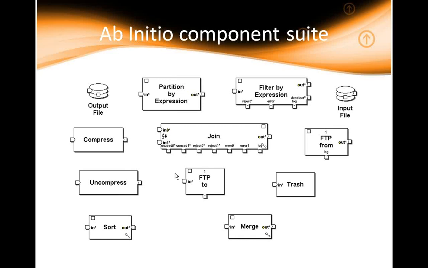So these are some of the major components, like output file, input file, filter by expression, and join. You know join in a database, right? Similar kinds of things can be performed. Sort, you know sort, right? Like order by. There are many such things which can be done in Ab Initio.